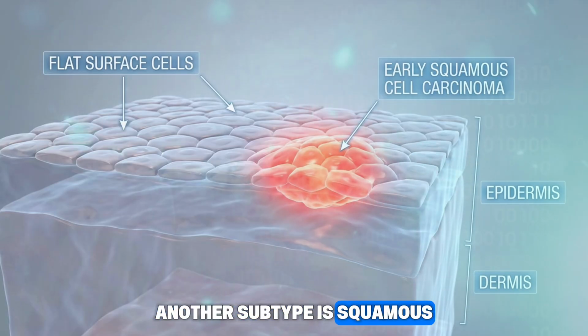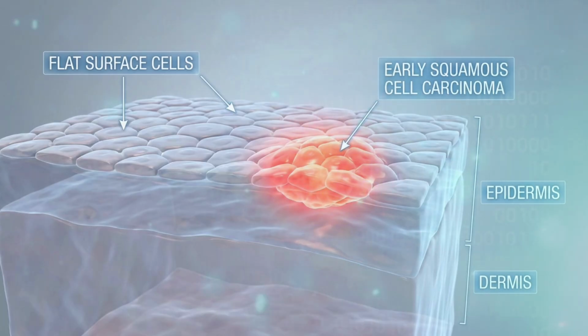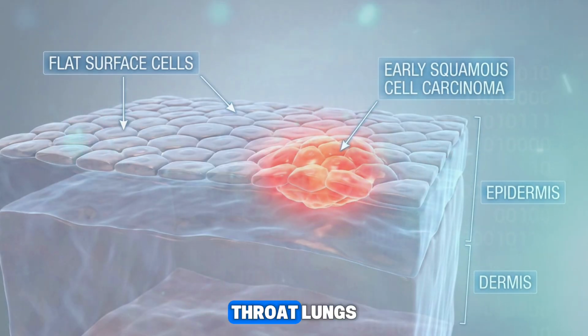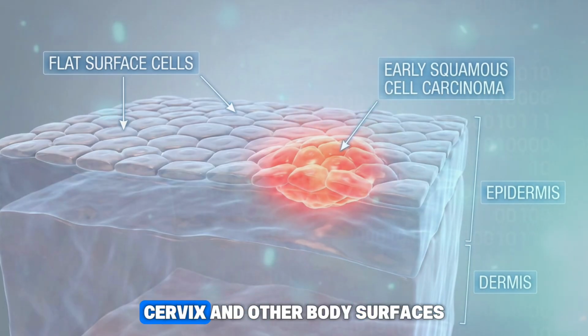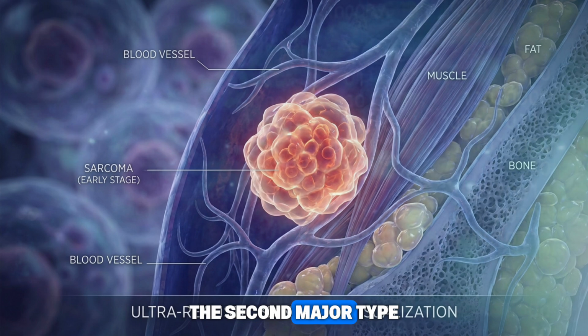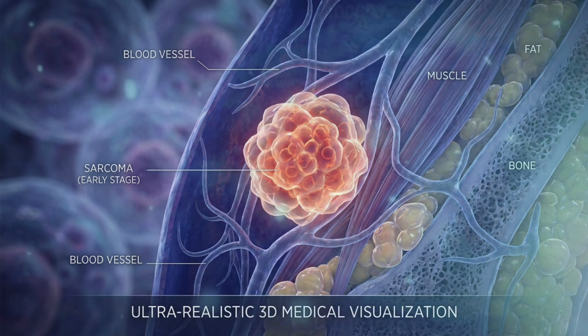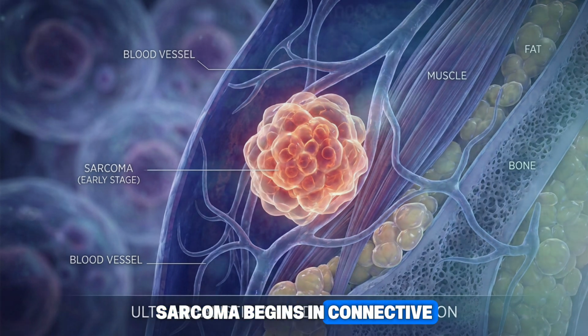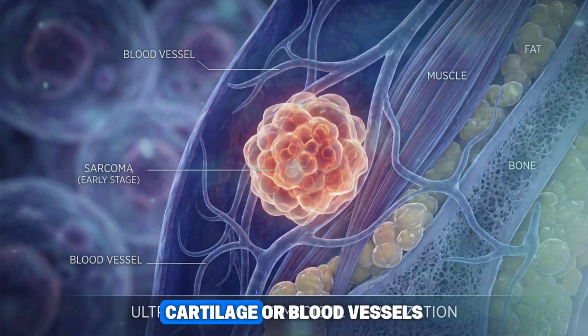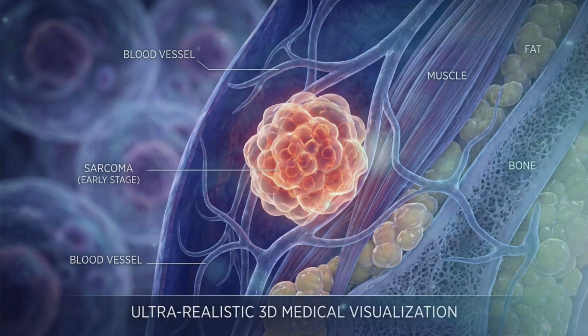Another subtype is squamous cell carcinoma. It begins in flat surface cells found in the skin, throat, lungs, cervix, and other body surfaces. The second major type is sarcoma. Sarcoma begins in connective tissues such as bone, muscle, fat, cartilage, or blood vessels.